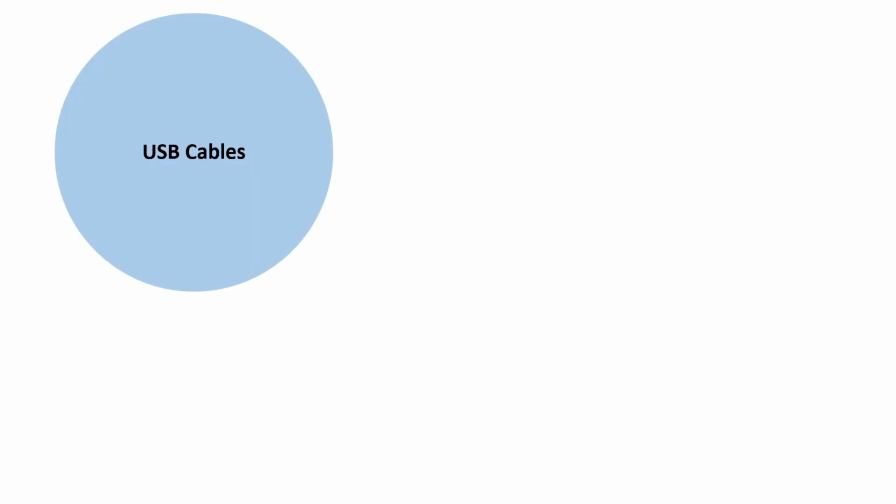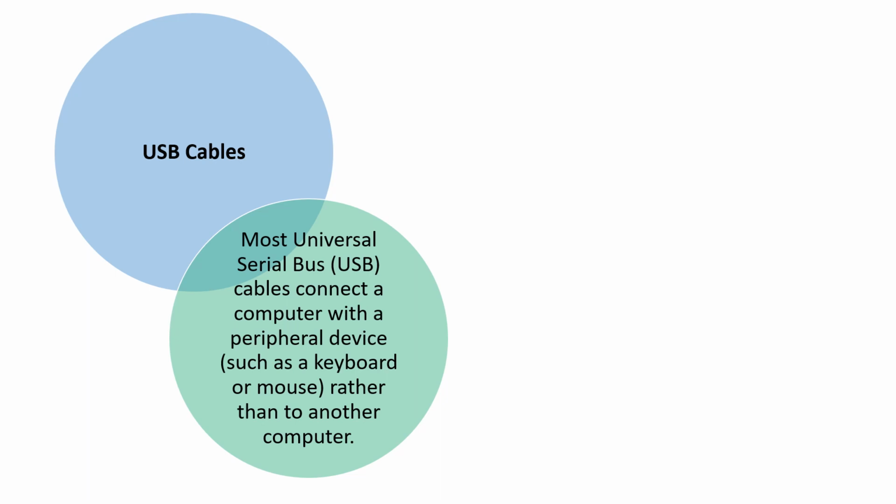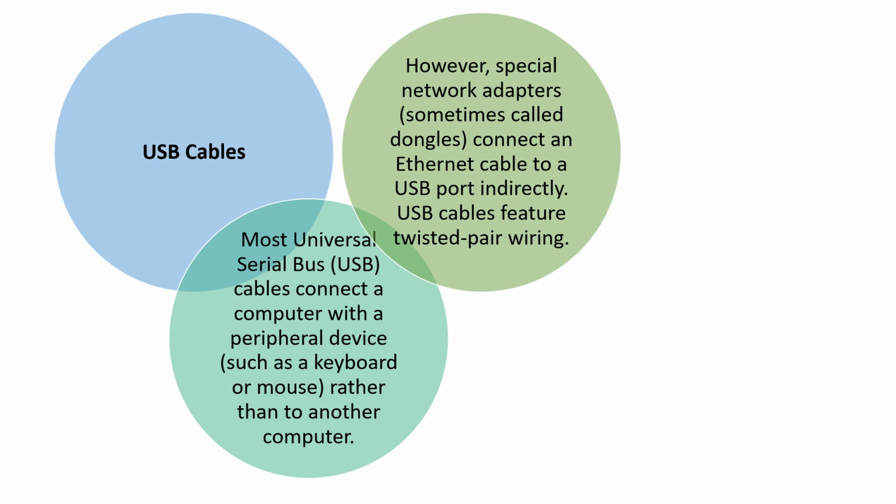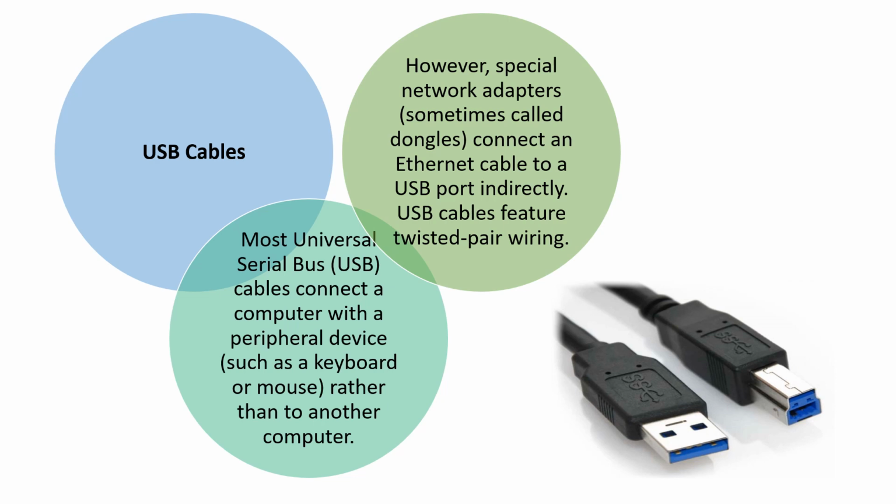And next we can move on to the USB cable. Most USB cables connect a computer with a peripheral device such as a keyboard or mouse rather than to another computer. However, special adapters, sometimes called dongles, connect an Ethernet cable to a USB port indirectly. These cables feature twisted pair wiring. This is the picture of this USB cable.